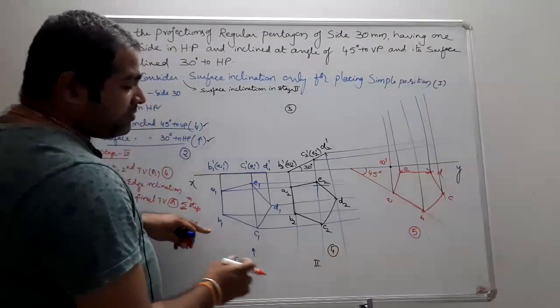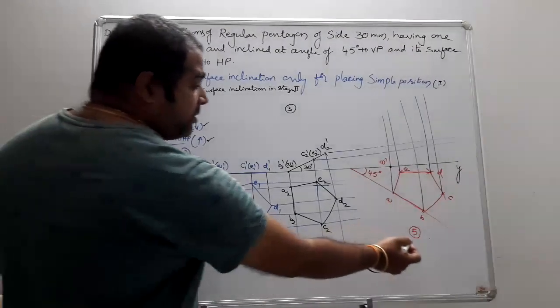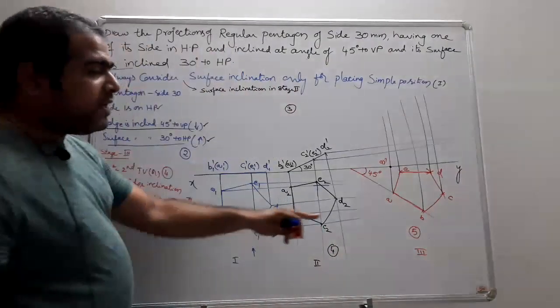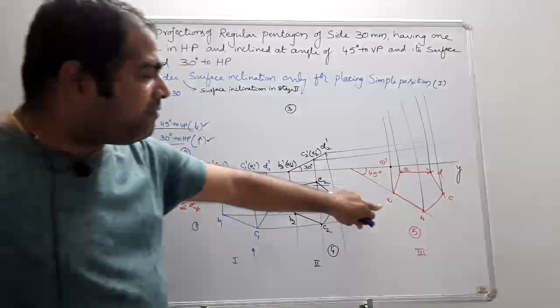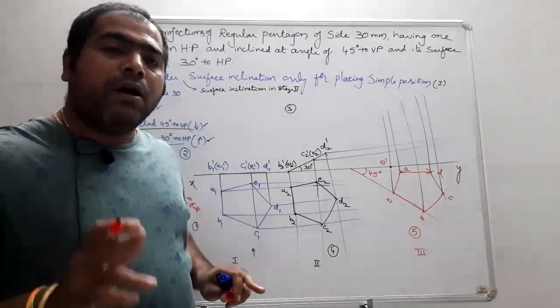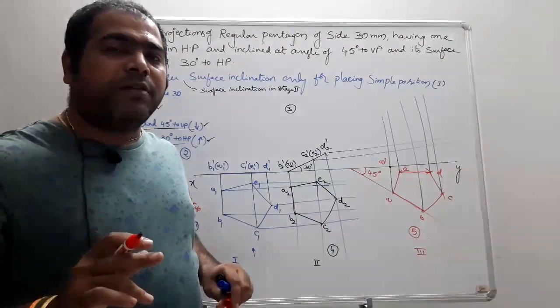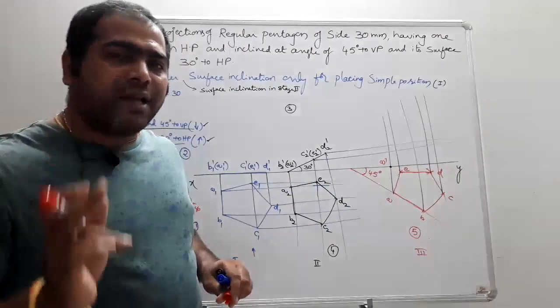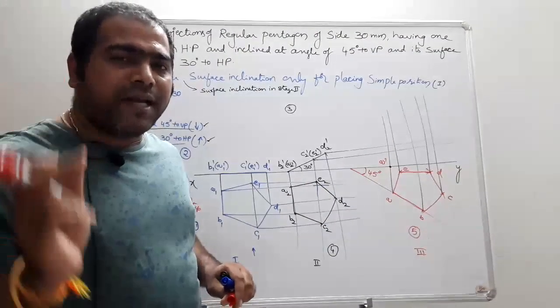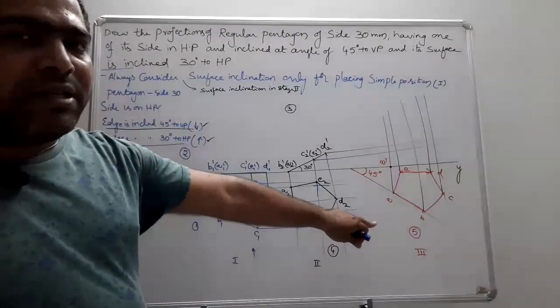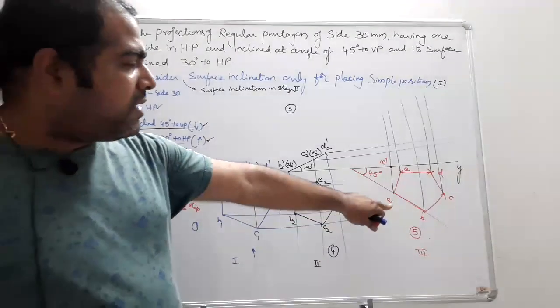first stage is suffix 1, second stage is suffix 2, third stage, and the final 5 and 6 steps are given without the suffix, and this becomes my final front view and top view. Always the final front view and top view are represented with A dash and A, B dash and B, C dash and C, D dash and D, E dash and E. For that only, I just neglect my suffix and I just place A, B, C, D.